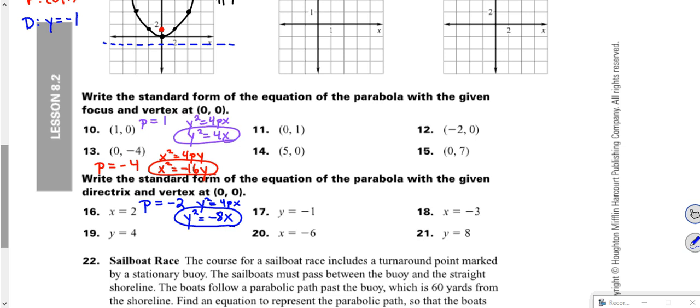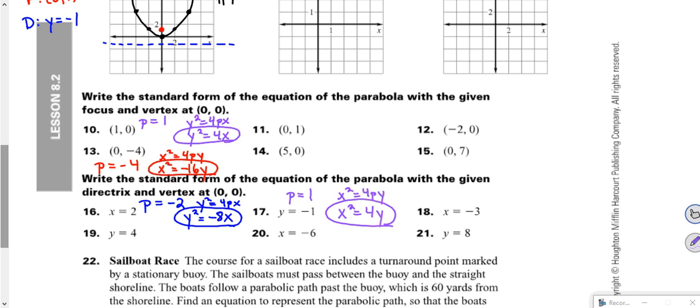Okay, let's do the one beside it. If y equals -1, that means your p is +1. A y equals -1 is a horizontal line below the x-axis. So a horizontal line means that our parabola is going to be pointing up. So that's an x squared. So this is x squared equals 4py, or in this case, x squared equals 4y, because our p is +1. Remember, your p is the opposite sign of your directrix number.